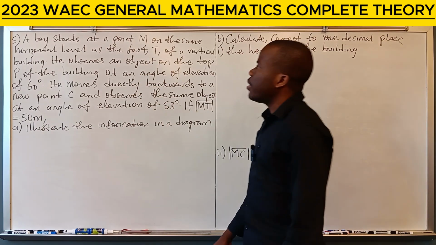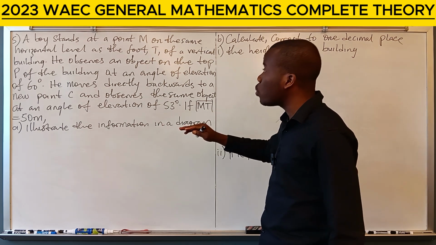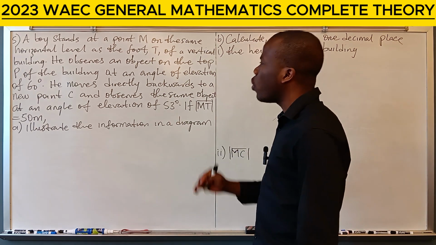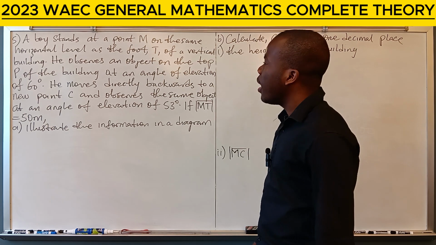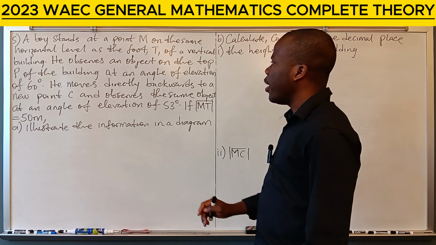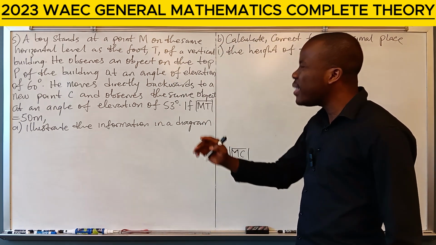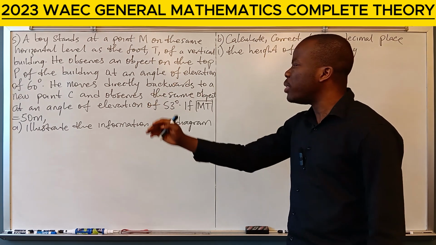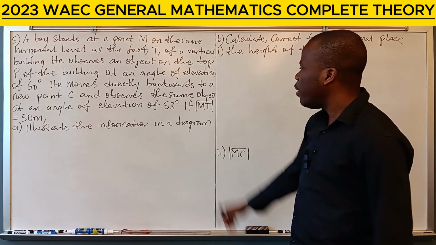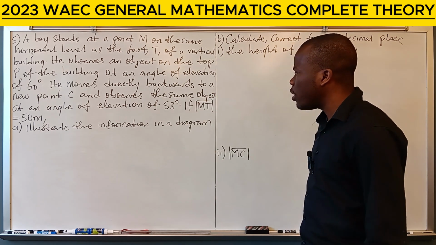Question 5 says, a boy stands at a point M on the same horizontal level as the foot T of a vertical building. He observes an object on the top P of the building at an angle of elevation of 60 degrees. He moves directly backwards to a new point C and observes the same object at an angle of elevation of 53 degrees. If line MT is 50 meters, illustrate the information in a diagram.